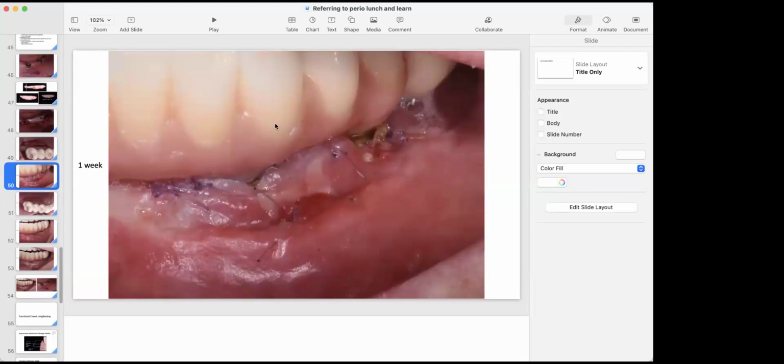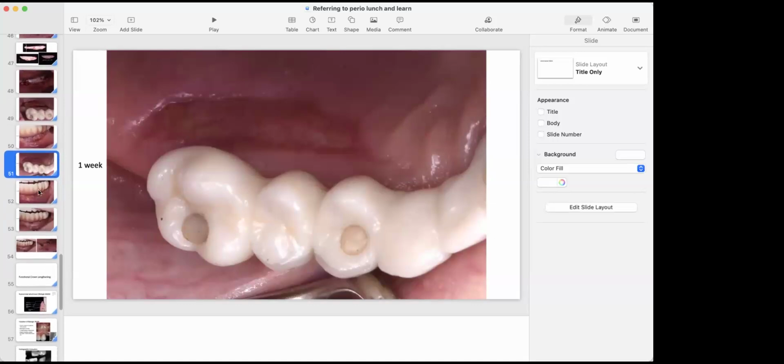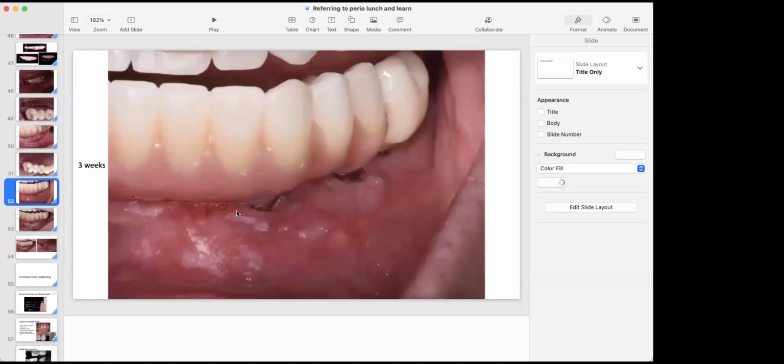So this is 1 week after the patient's prosthesis was already placed that day after the surgery. And these sutures were removed. So we can already kind of see down here, this is where we can see the graft has taken. This is the palate after 1 week. This is after 3 weeks. So now we can already see that we have a nice attached tissue.